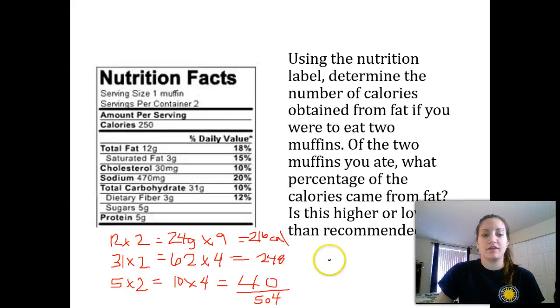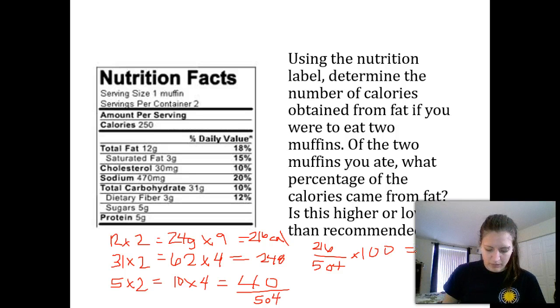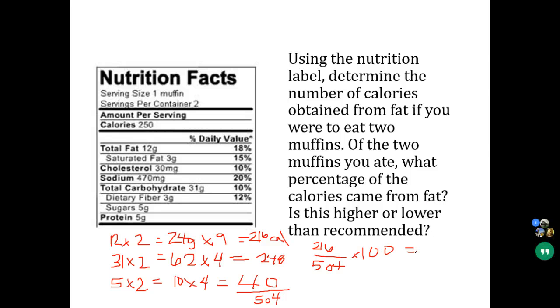So the way to figure this out is how we did it in lab and in class. Take 216, which is the calories from fat, and divide that by 504. That's going to get you a decimal, and to turn that into a percentage, you would just times that by 100. So I'm going to do 216 divided by 504. That gets me 42.9. I'm just rounding. So 42.9%.